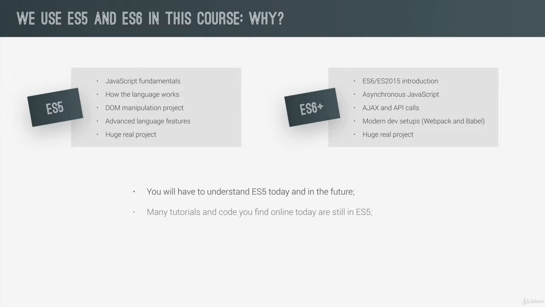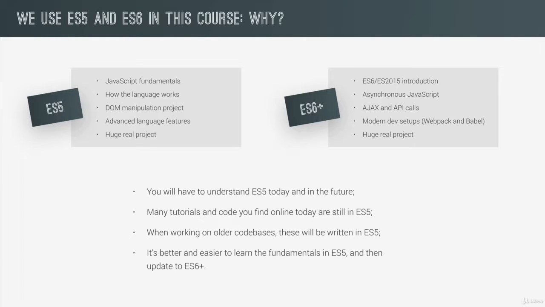And that is because many tutorials and example codes that you will find online are still written in ES5 today. Plus, as a developer, sometimes you will have to work on older code bases, which will most certainly be written in ES5 or even older. And all in all, I just believe that you will be a better developer if you start understanding how ES5 works and only then move up to ES6 or newer, because ES6 has some abstractions like classes that kind of hide how the language actually works behind the scenes.